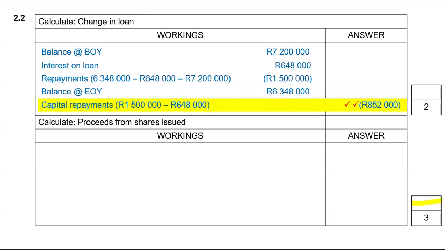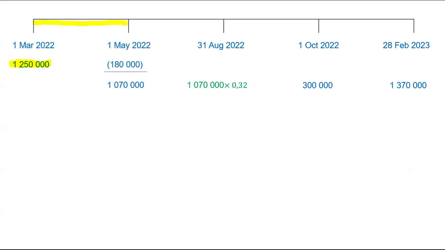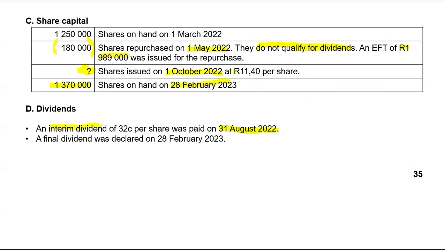Awesome. Proceeds from the issue of shares. I think we have calculated this partly. Shares issued here will be 300,000. They told us for how much they were issued. They were issued for 11 Rand 40. So you will just take 300,000 multiplied by that 11 Rand 40 to get the proceeds from the issue of shares. You got it. Good.